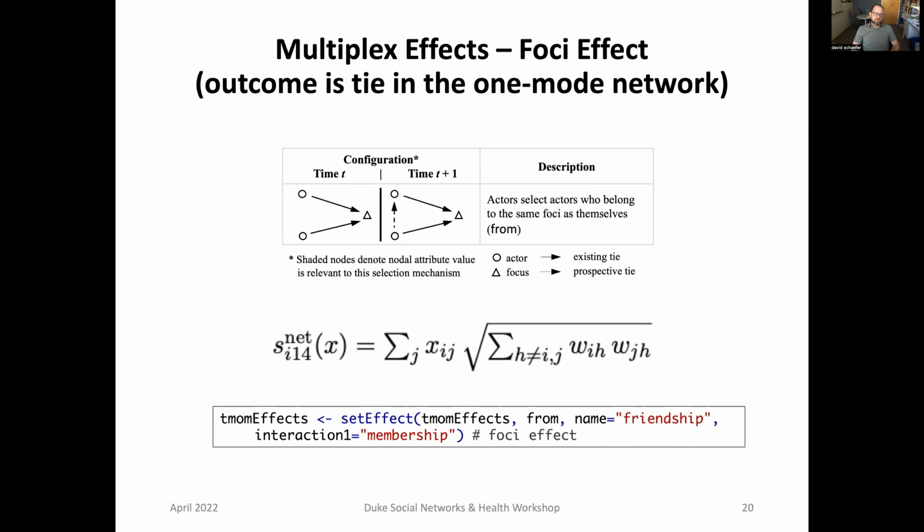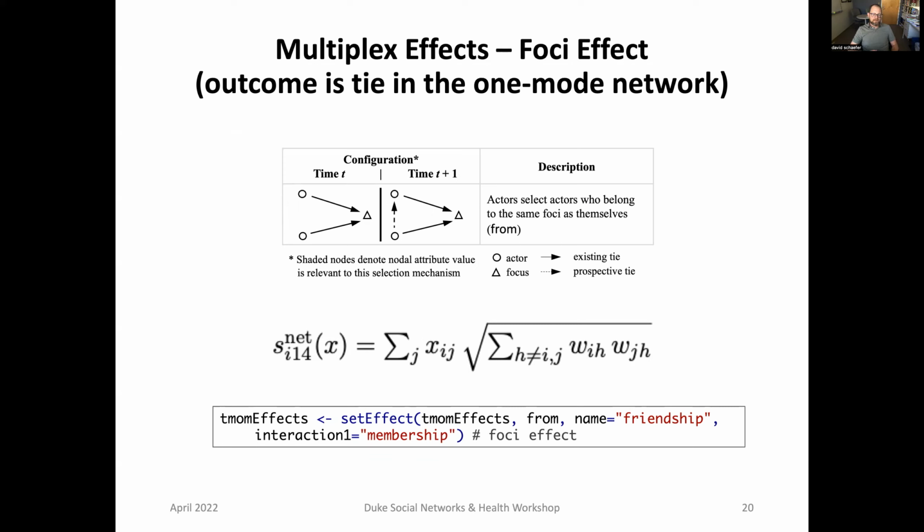All right, now you might also be interested in modeling the foci effect on the one-mode network. Here the question is, do members of the same foci form a tie in the one-mode network? And so we have two actors who belong to the same foci, and then at time 2, they form their own tie in the one-mode network.